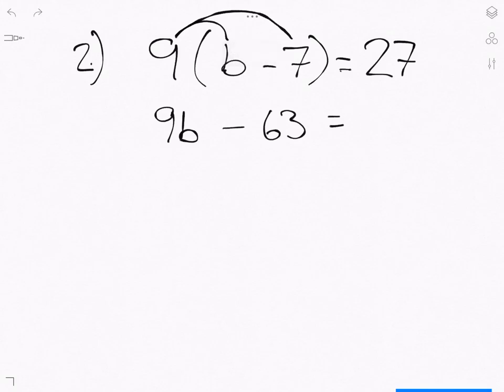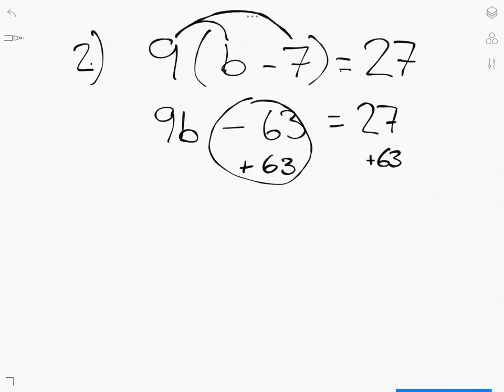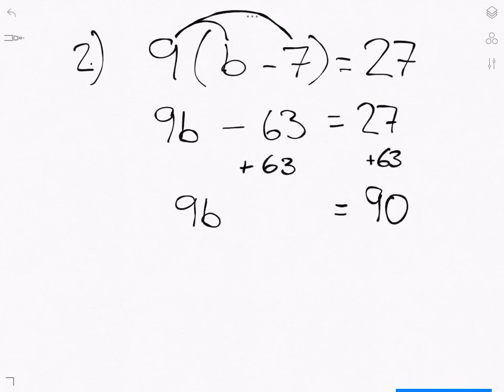Equals 27. So now it's similar to the question we had last time, so we have to get rid of this minus 63 first. So the way we're going to do that is we're going to add 63 to both sides. Because minus 63, add 63, all goes to 0. Okay, so that just leaves us with 9b on this side. And on this side, 27 add 63 gives us 90.